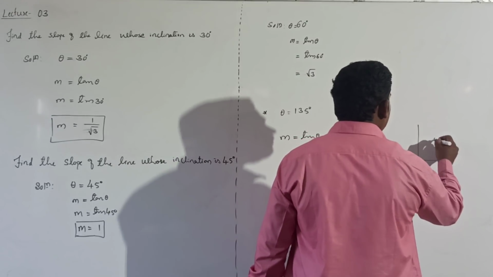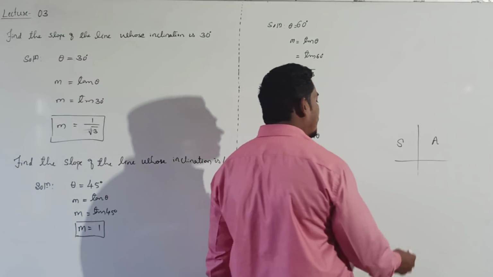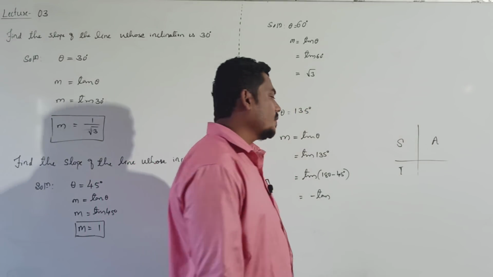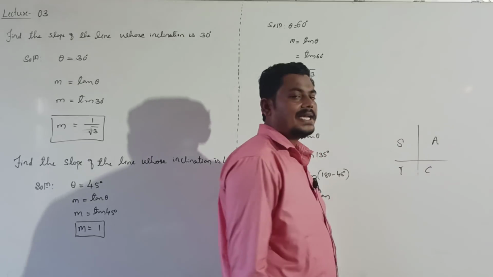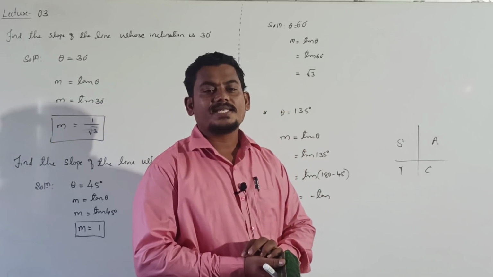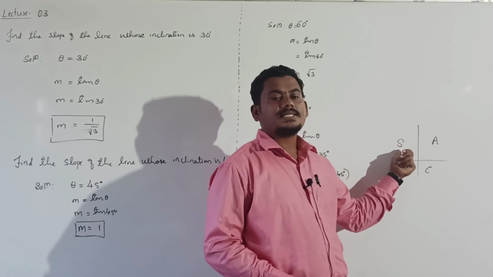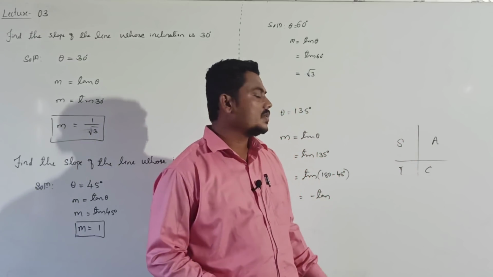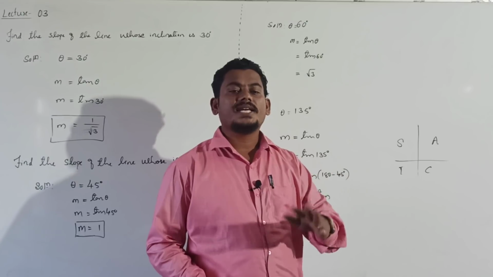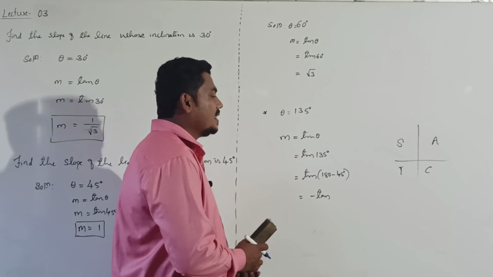According to ASTC rule, first quadrant all are positive, second quadrant sine and cosecant positive, remaining all the ratios are negative. Then third quadrant tan and cot are positive, remaining all the ratios are negative. Cos and secant are positive, remaining all the ratios are negative in fourth quadrant. According to ASTC rule, first quadrant all the trigonometric ratios are positive. In the second quadrant sine and cosecant are positive, remaining all the ratios are negative. In third quadrant tan and cot are positive, remaining all the ratios are negative. In fourth quadrant cos and secant are positive, remaining all the ratios are negative.